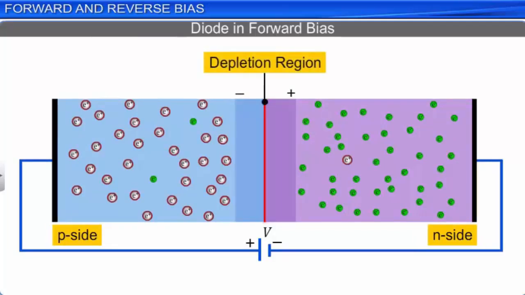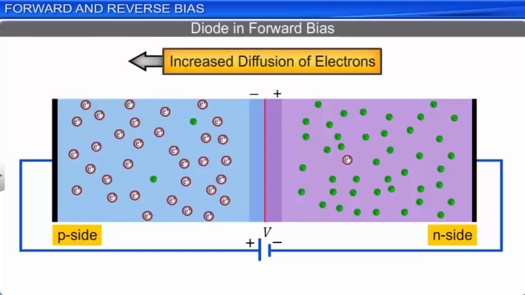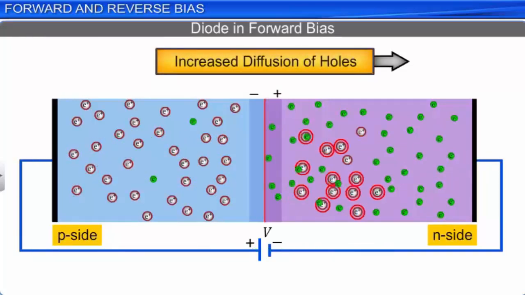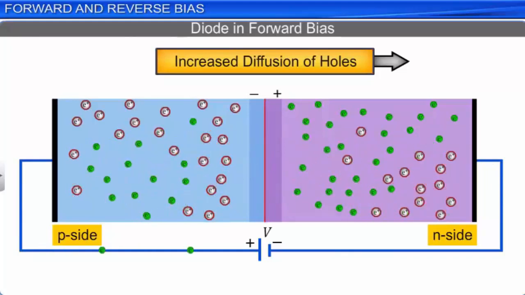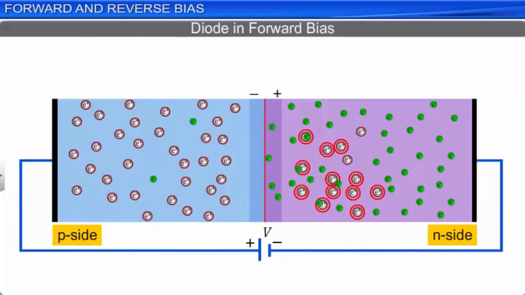The lowering of the barrier potential and the decrease in the width of the depletion region leads to an increase in the diffusion of electrons from the N side to the P side. Simultaneously, the diffusion of holes from the P side to the N side across the PN junction also increases. Since holes and electrons are the minority charge carriers in the N region and P region respectively, this increased diffusion of charge carriers in a forward biased diode is also called minority carrier injection.